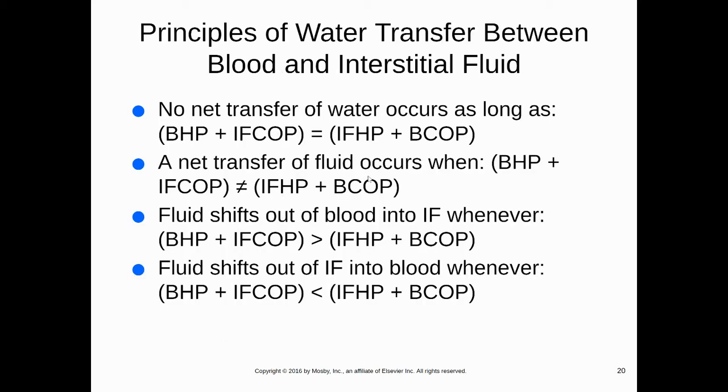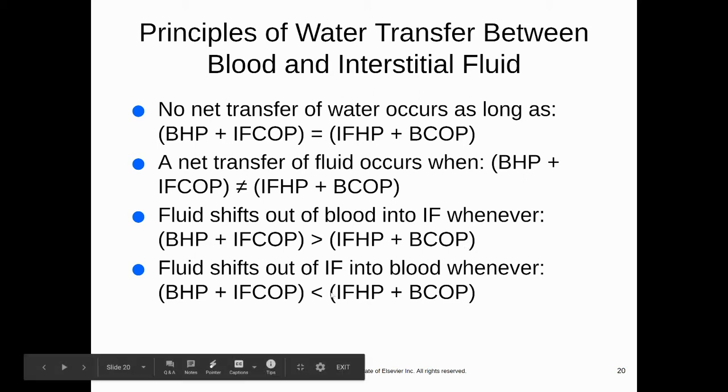Okay. So we want to know here, the idea is that if they're equal, there's nothing that's going to move. When they're not equal, that's when it'll move. Now, if it's going to go from the blood to the IF, you have to have the blood hydrostatic pressure and the interstitial osmotic pressure be greater than the interstitial fluid hydrostatic pressure and the blood osmotic pressure. Okay, and again the opposite. So again, just looking at whichever one's greater. Again, going from high to low.